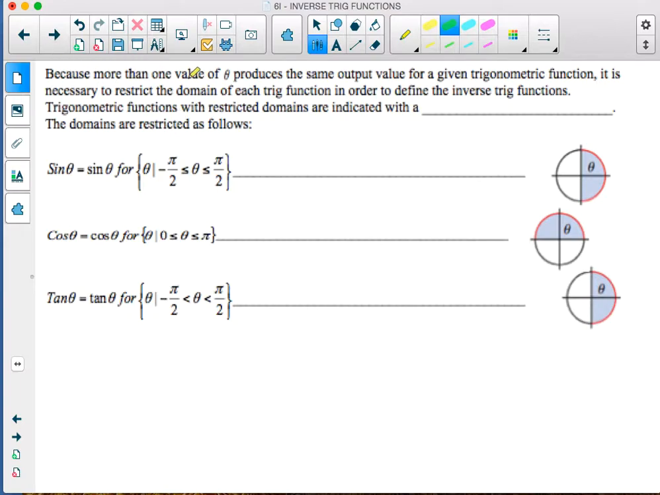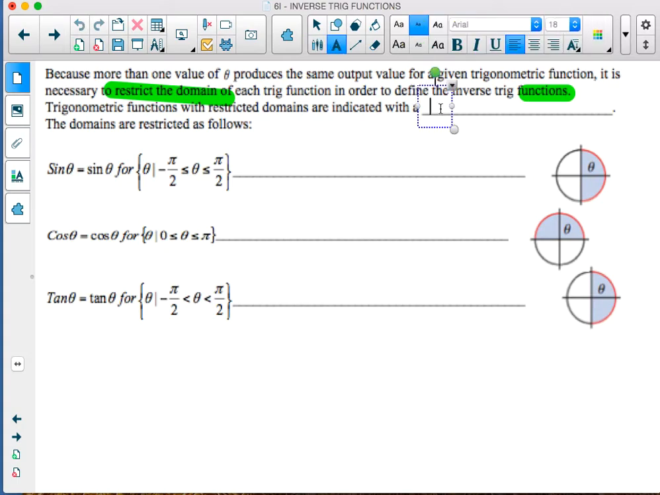So because more than one value of theta produces the same output for these trig functions, it's necessary to restrict the domain of each trig function in order to define the inverse trig functions. We can talk about inverse trig evaluations, but we can't talk about inverse trig functions if we leave them be. Trigonometric functions with a restricted domain are indicated with a capital letter.